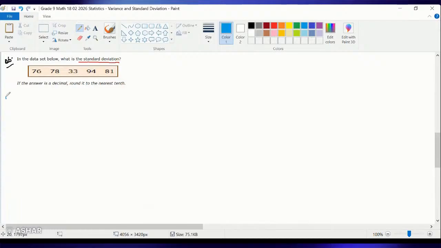We find the mean: add the numbers together and divide by how many values there are. There are 5 values, so N is 5. Let's add them together: 76 plus 78, 33, 94, and 81. It comes out to be 362 divided by 5, and the mean comes out to be 72.4.